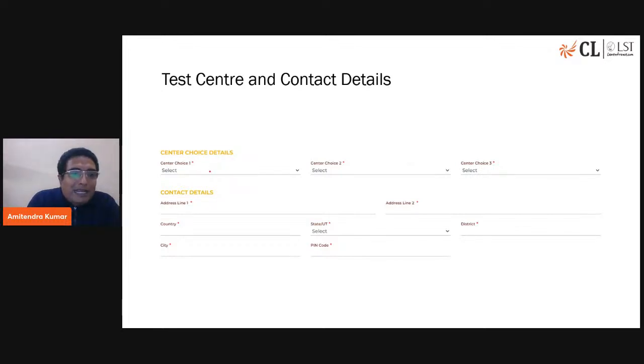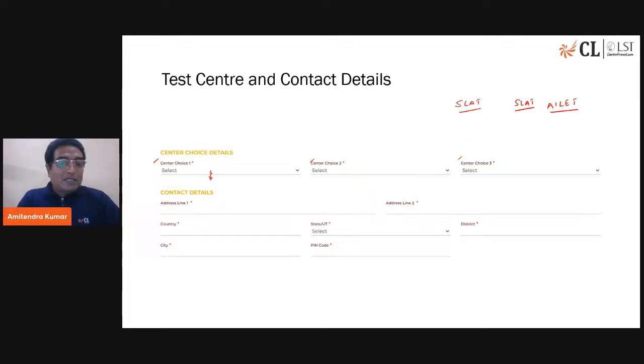Then you have to select 3 test centers. You will select choice 1, choice 2, and choice 3. Be careful because as of now, we do not have the dates of Symbiosis SLAT, we do not have the dates as of now. And in normal years, what happens? SLAT is exactly a day before AILET. You need to remember this. SLAT is exactly a day before AILET.